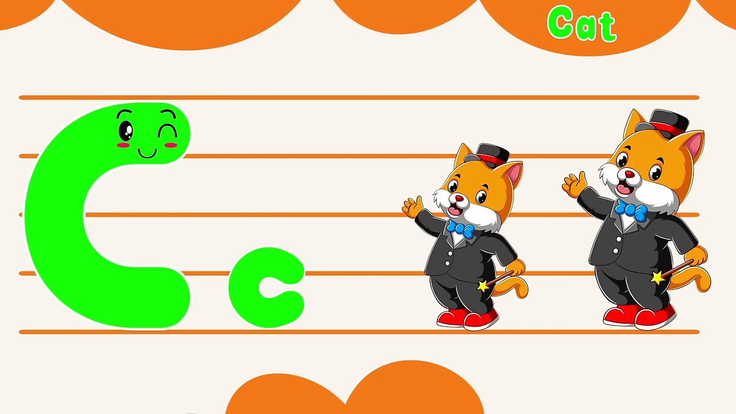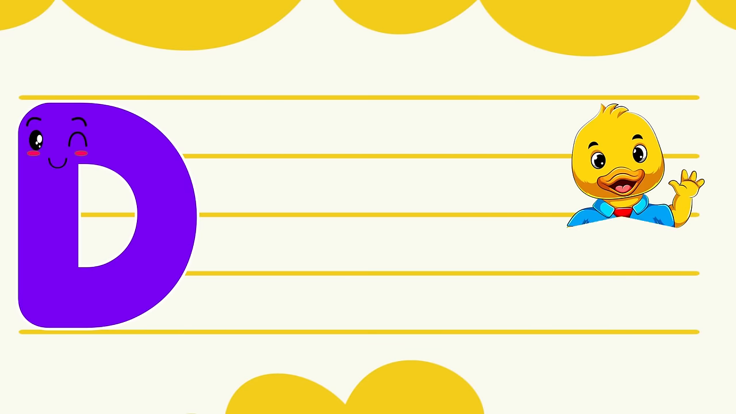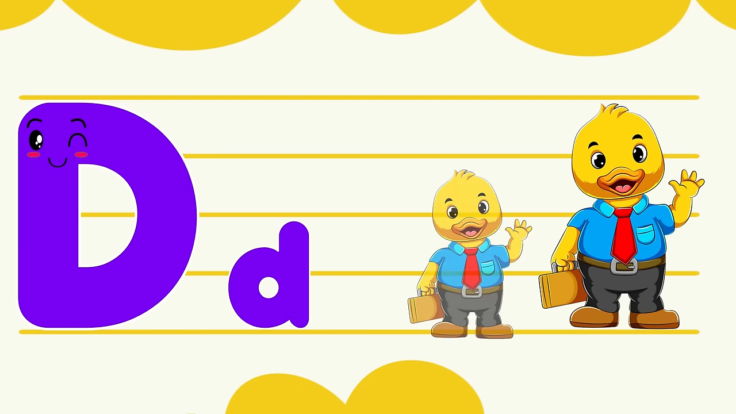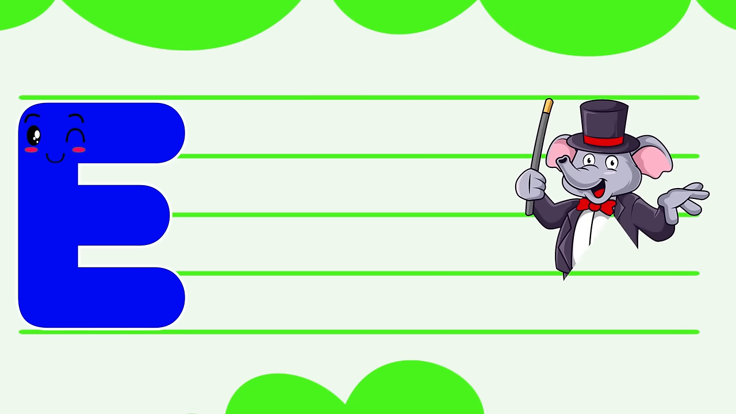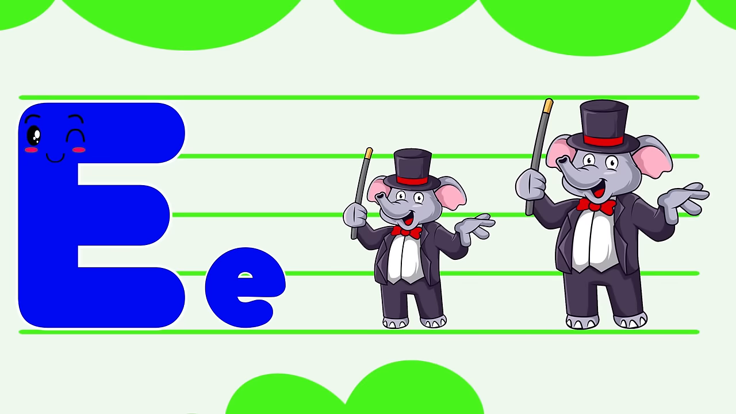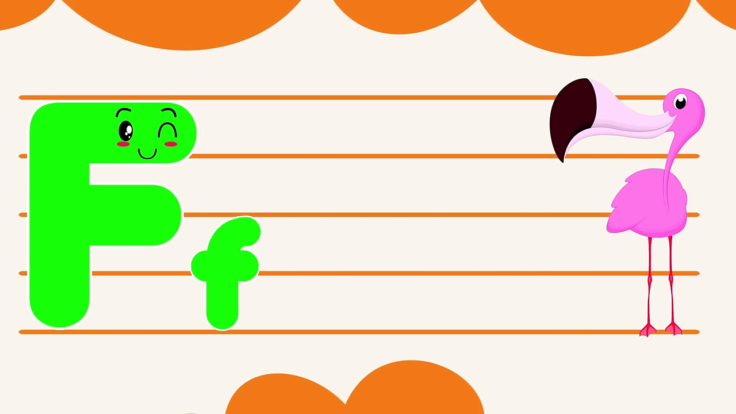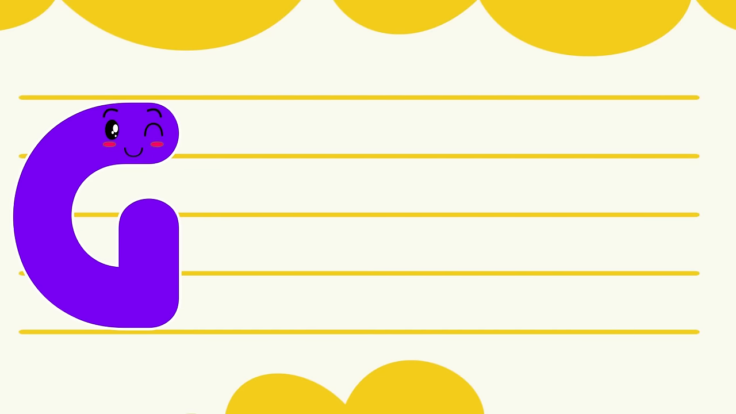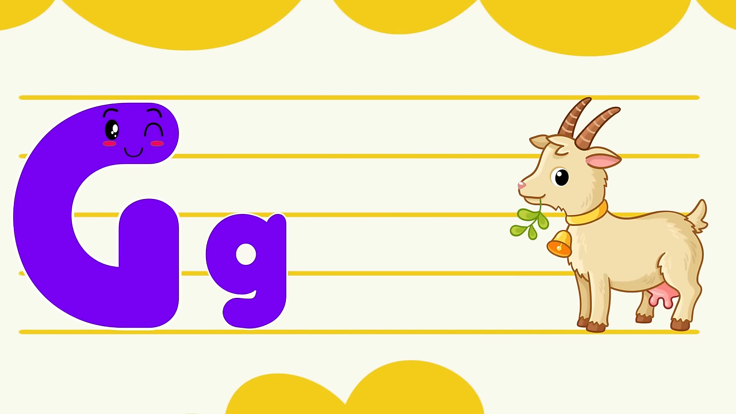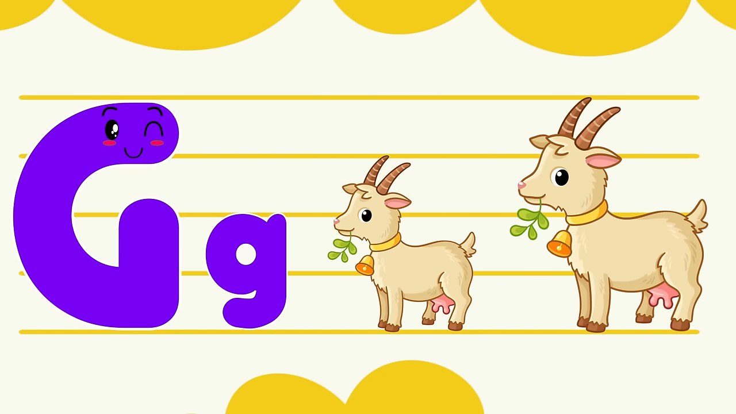D is for duck. Duck. E is for elephant. Elephant. F is for flamingo. Flamingo. G is for goat.